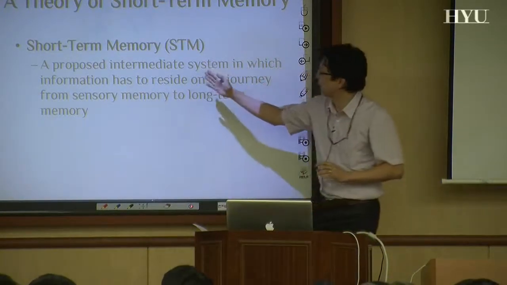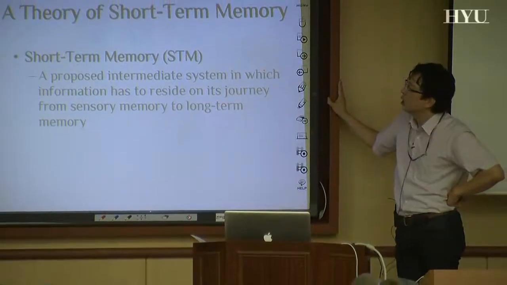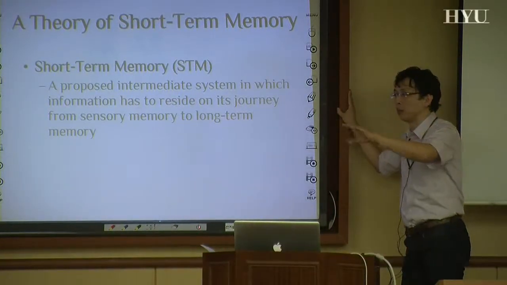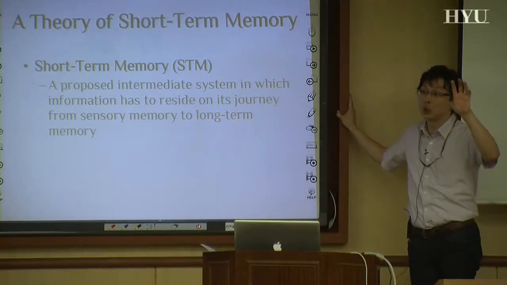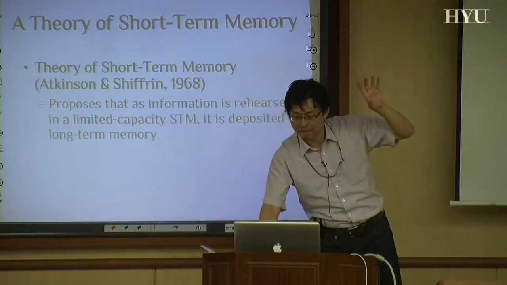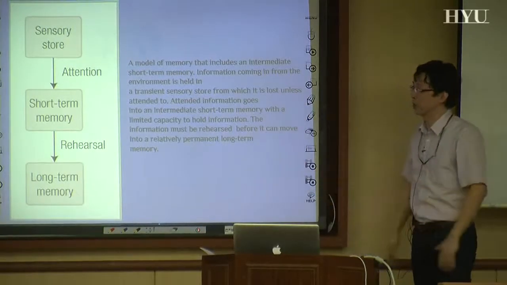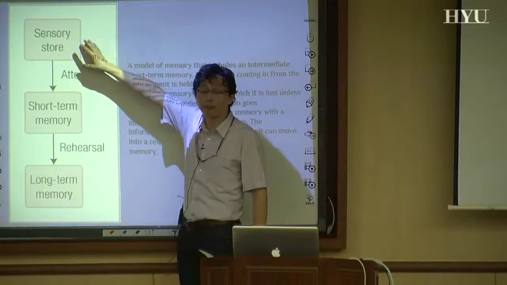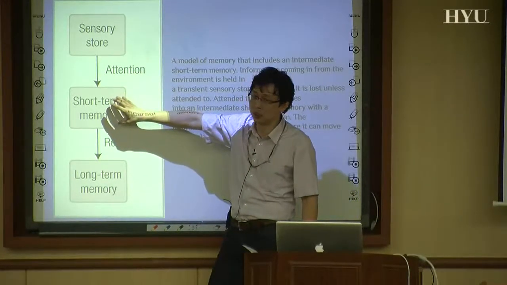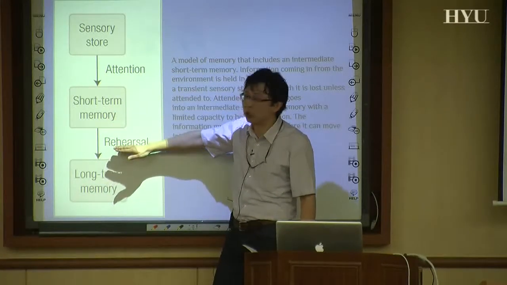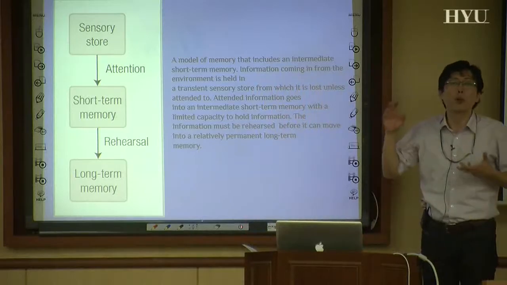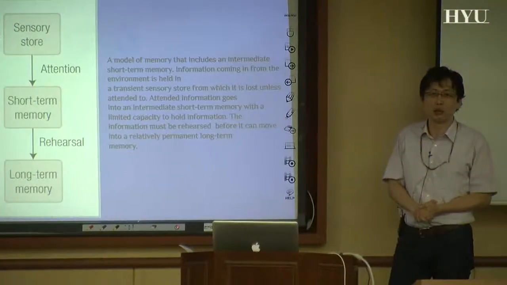So that is an intermediate system in which information has to reside on its journey from sensory to long-term. They call this short-term memory, very short-term. That is what he proposed. We have sensory memory here, and when we pay attention to it, we can put the information in short-term memory, and then we need rehearsal, keep reminding it, and then it goes into long-term memory. That is the core part of the Atkinson model.